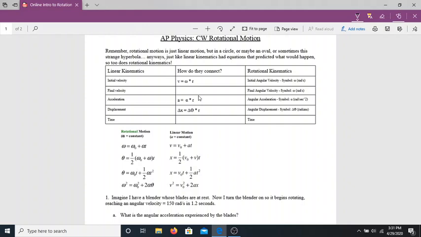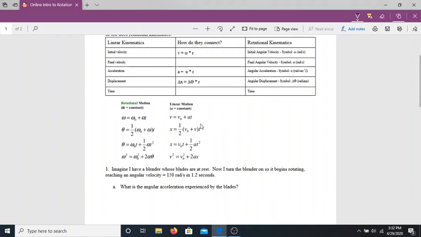The other ones follow the same path. Linear acceleration is just equal to the angular acceleration times the radius of the circle. And the linear displacement, literally how far it goes around the circle, is just equal to the number of radians times the radius of the circle. We're going to practice using those a little bit later on. So if you're saying, I don't really understand how those relate, don't worry, we're going to keep practicing it.